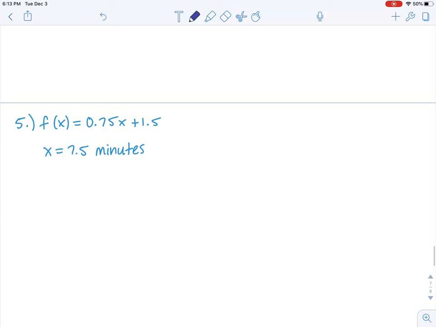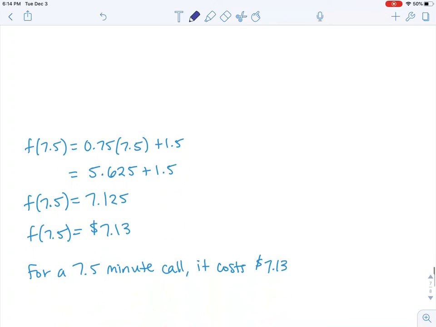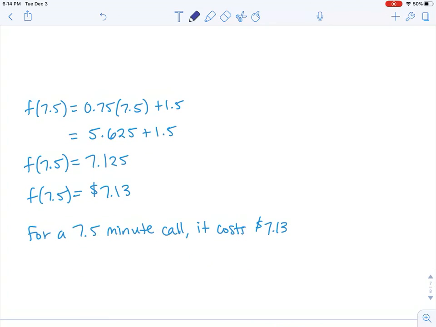The last one gives you a function where x is in minutes and y is the cost of a phone call. So if we talk on the phone for 7.5 minutes, all we have to do for the function is plug 7.5 in for x. When we do that, we get 7.125, and since we're talking about money, since we're talking about the cost of a 7.5 minute call, I'm going to round that up to $7.13. So for a 7.5 minute call, it costs $7.13.